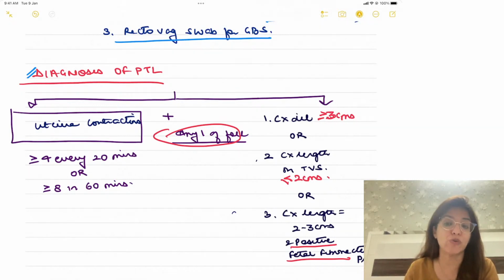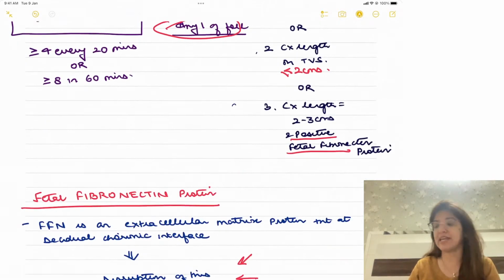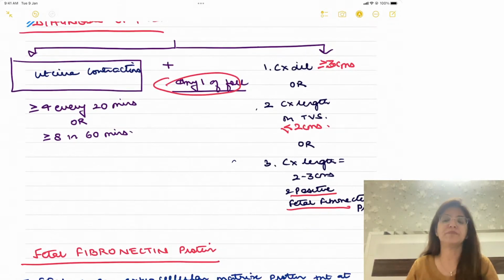Are you people taking out swabs for group B streptococci culture, and are you people taking out rectovaginal swabs for fetal fibronectin protein or not? Right? Do let me know that. But the guidelines say you should be doing that, right?